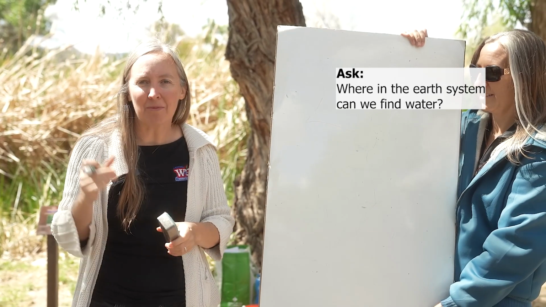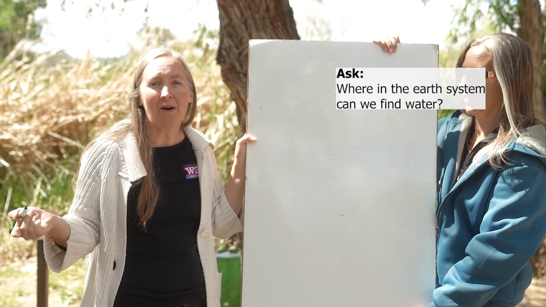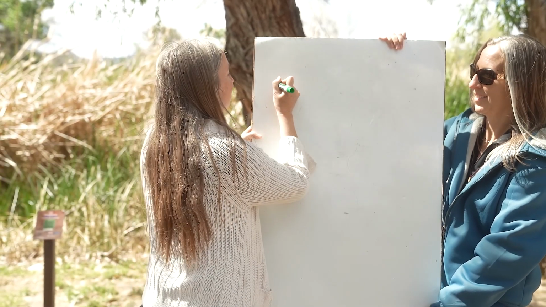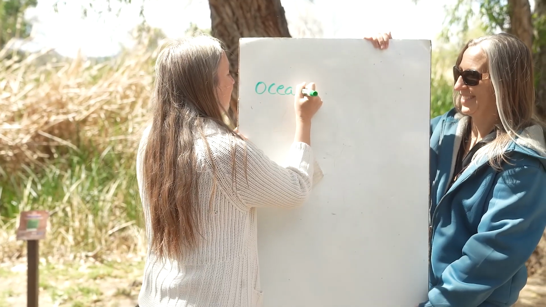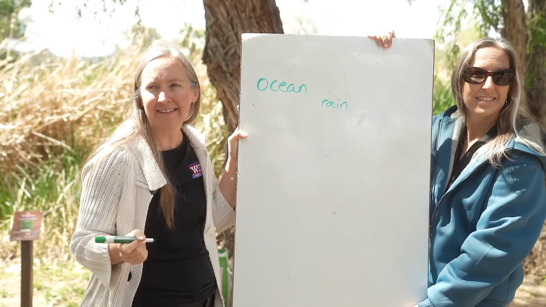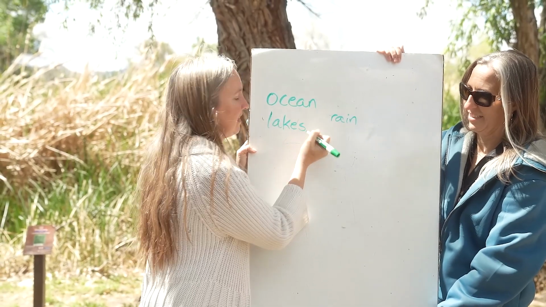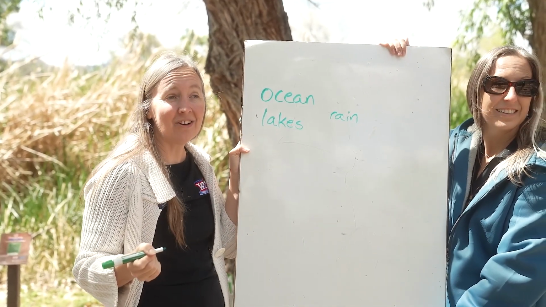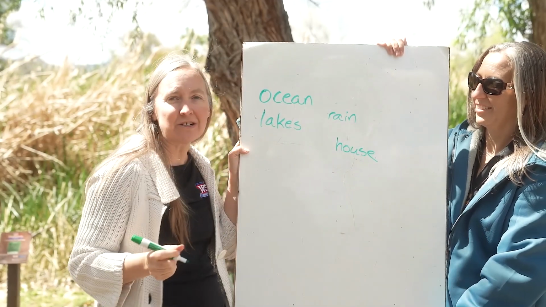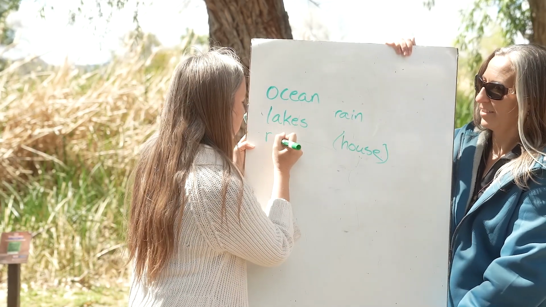You'll have a whiteboard and a marker, and you're going to ask students, where in the Earth system do we find water? The ocean. And also I heard rain, so we're going to put rain on here too. Where else? Lakes. Your house. Interesting. Rivers. We're going to talk about the natural system today, so we're not going to think so much about our houses. Rivers.